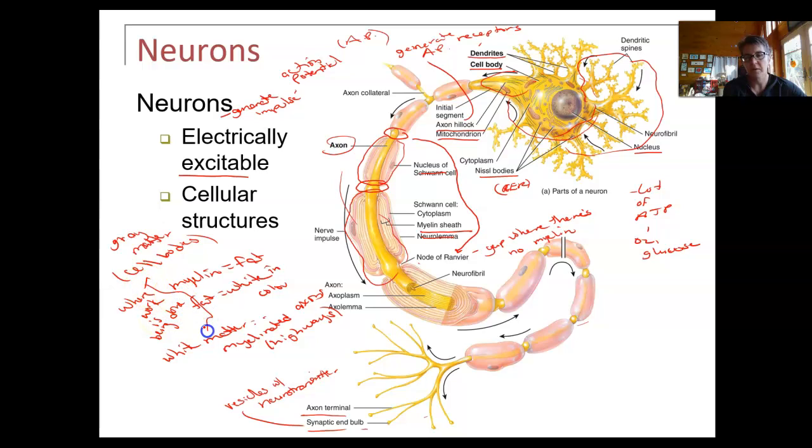All right. So I have white matter, which is myelinated axons, which are my highways. I have gray matter, which are cell bodies. So the myelin is only around the axons.